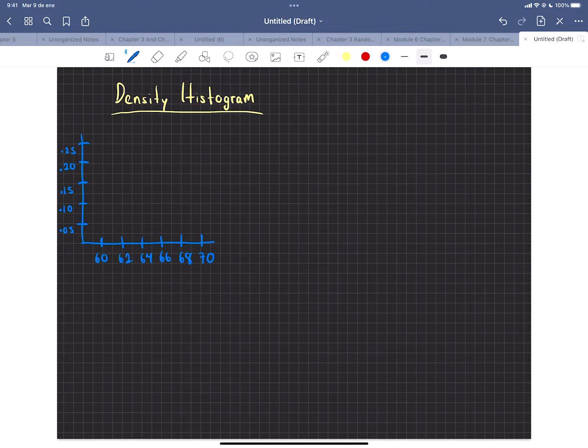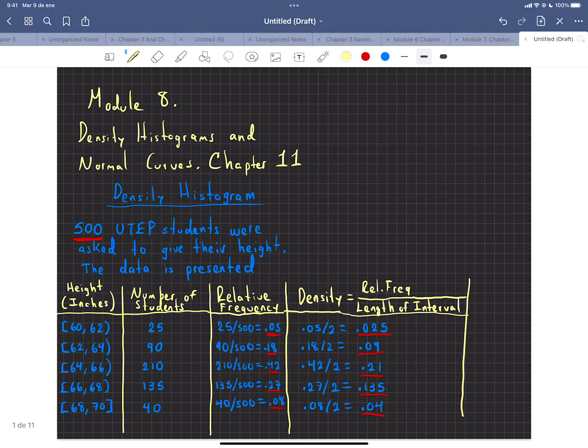There you have it. Here we have the height in inches on the horizontal axis, and for the vertical axis we have the density. Next we have to create rectangles, so it's going to be a histogram.